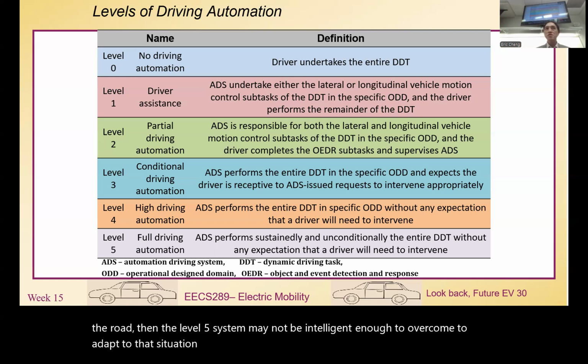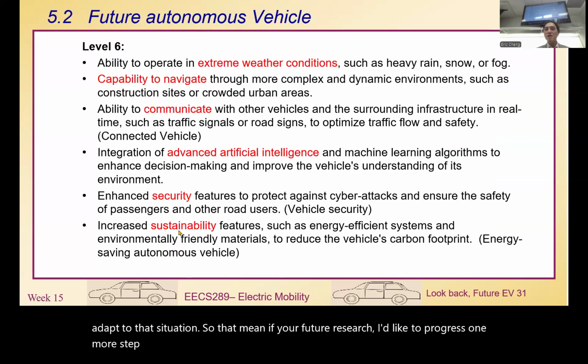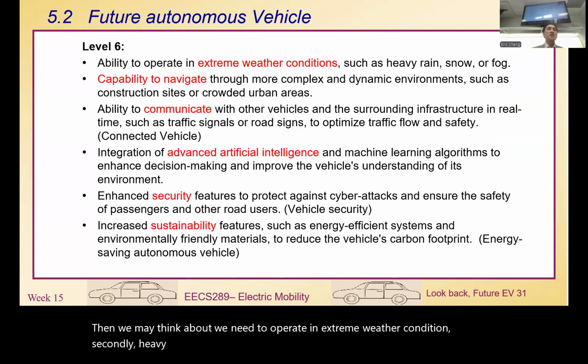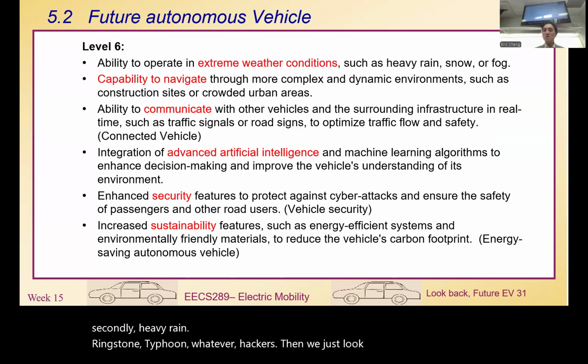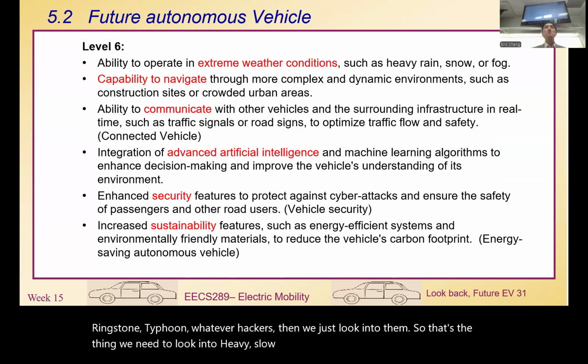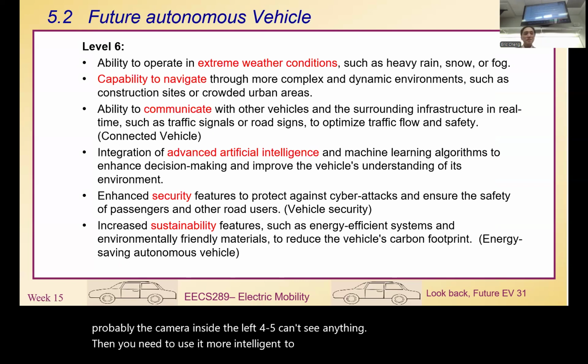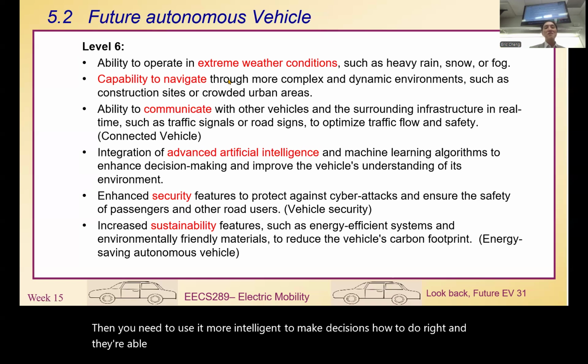So if in your future research you'd like to progress one more step to level 6, then we need to think about operating in extreme weather conditions. Suddenly heavy rain, rainstorm, typhoon, whatever, we need to look into that. Heavy snow, too foggy. When it's too foggy, probably the camera inside the level 5 vehicle can't see anything. Then you need to become more intelligent to make decisions, right? And be able to navigate through a very complex dynamic environment, such as when suddenly there is some construction.